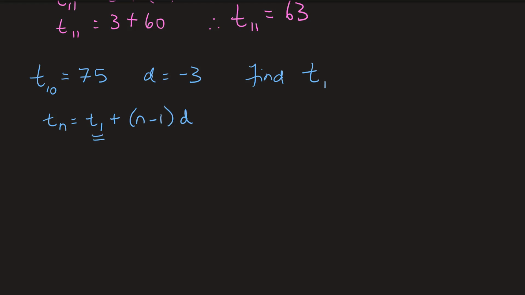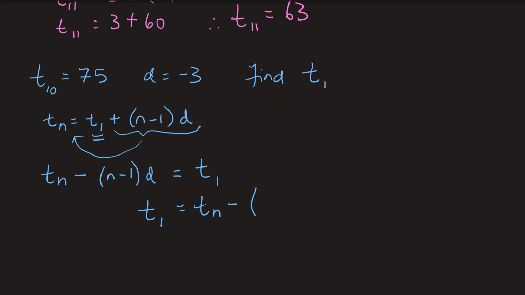Now, because we want T1 by itself, what I'm going to do is a little bit of algebraic manipulation. I'll take this term and put it to this side of the equation so that I get Tn minus (n minus 1)d is equal to T1. I'm just going to rewrite this more conventionally: T1 is equal to Tn minus (n minus 1)d. So I've got this equation ready to go now.